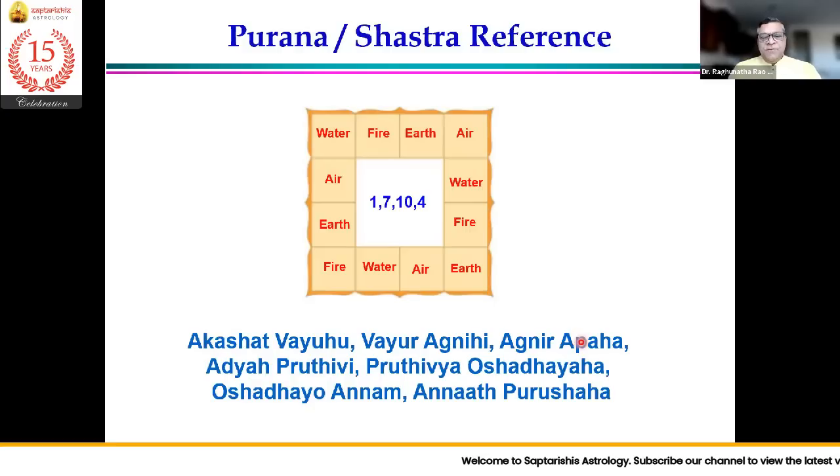Now, if we go back to the creation process, how these Panchatattvas are formed and how they go in a chronological order. This is actually coming from one of the Vedas and says, Akashat Vayuhu Vayur Agnihi Agnir Apaha Adyat Prithvihi, which means from Akasha, Vayu is born. And Vayu is creating the Agni Tattva, and Agni Tattva is creating water, water is creating the Prithvi.